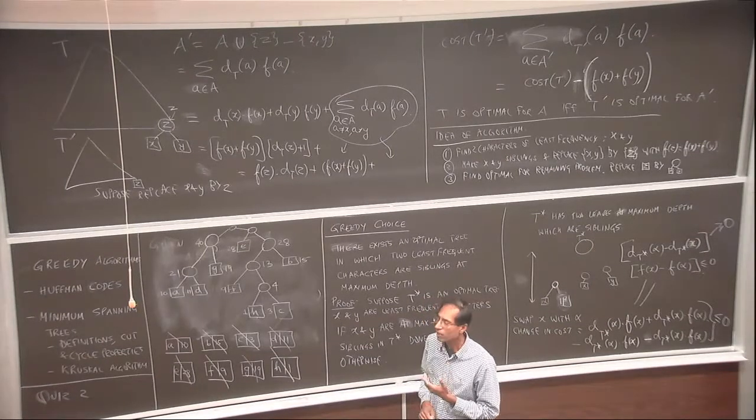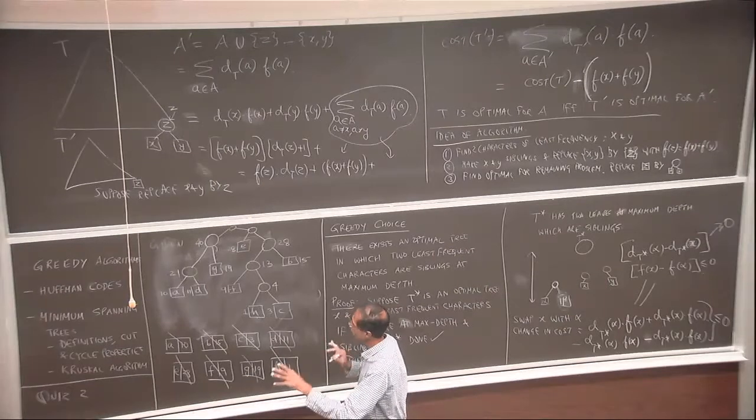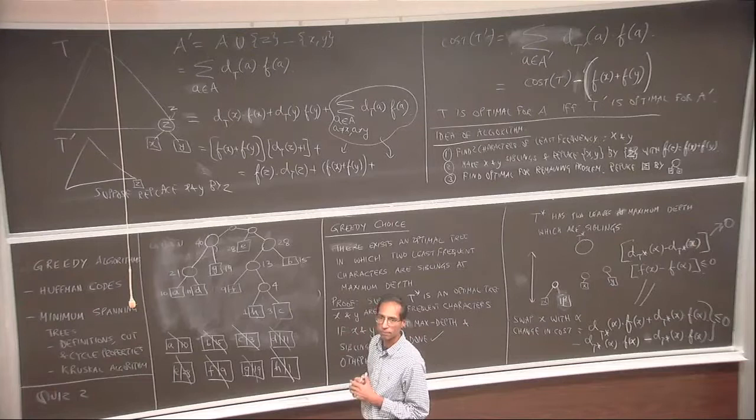Now notice that this may not be the only way to build it. There might be some points where there are multiple choices, but if the numbers are such that there is always a unique way to connect it, then there will be a unique tree that is being built.